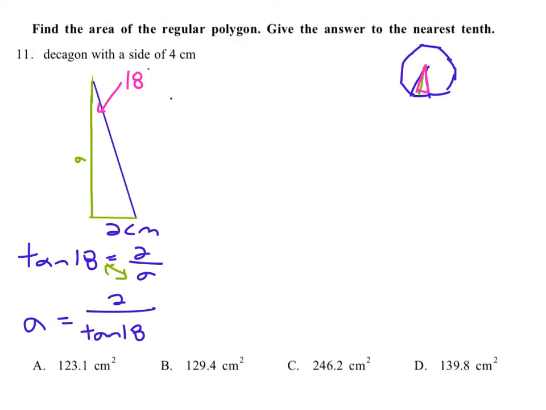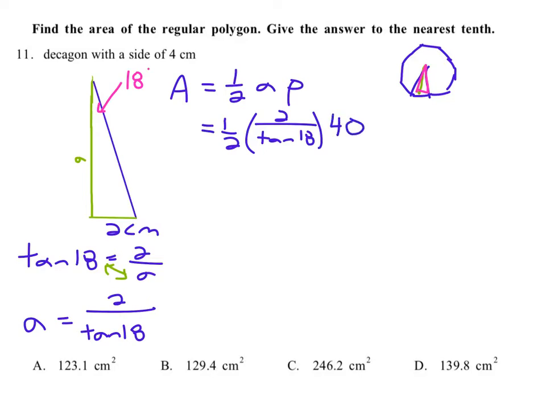When I fill out the rest of the formula, we say that the area of the entire decagon will be, oops, got this super nice formula, which is 1/2 the apothem length times the perimeter. Okay, so we've got 1/2 times 2 divided by tangent of 18 times the perimeter. And if it says a side length of 4 and it's a decagon, that means that there's 40 units in its perimeter. So we do 1/2 times 40 times the 2 divided by tangent of 18.